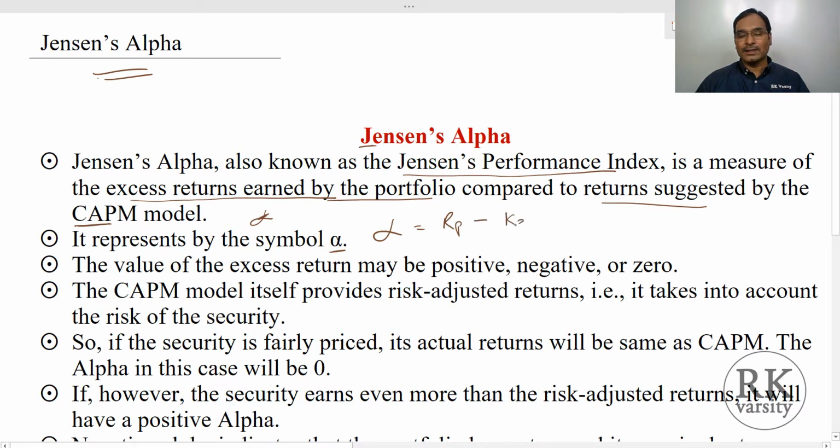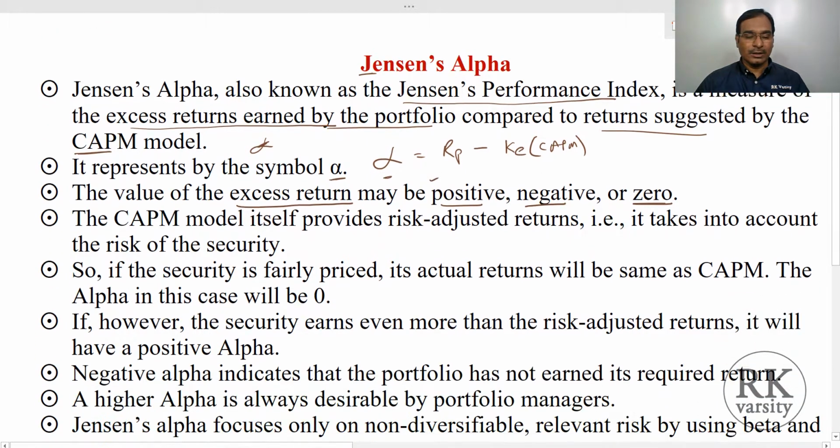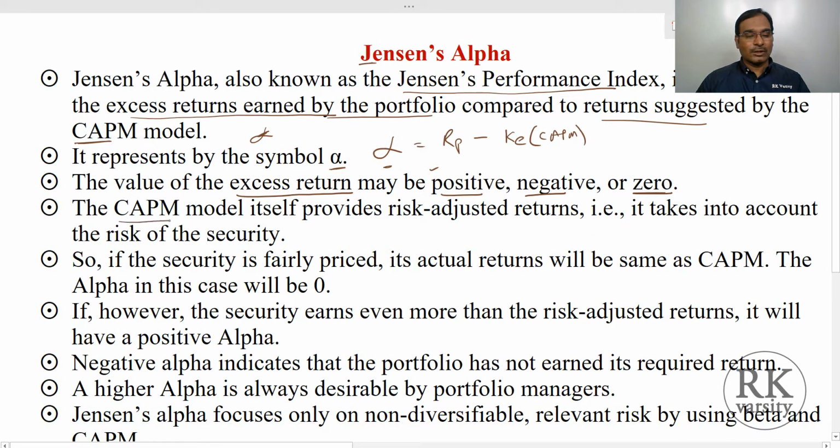That is, let us say we put a cost of equity measured in terms of CAPM. So this gives you the Jensen's alpha. Now the value of excess return may be positive, negative, or zero. That means your alpha value may be positive, negative, or zero. The capital asset pricing model itself provides the risk adjusted returns. That is, it takes into account the risk of the security. When you are talking about risk of the security in the capital asset pricing model, we consider the beta, that is your market risk.